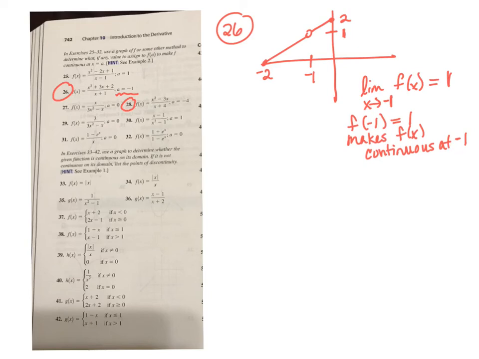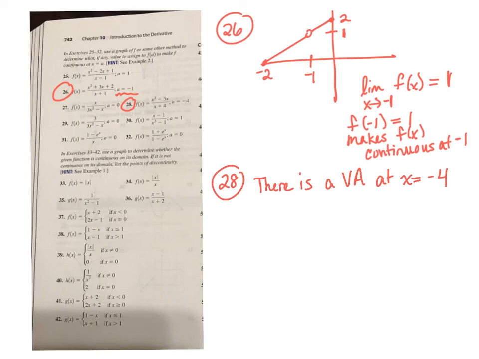Okay? So now let's look at number 28. Here we have x squared minus 3x divided by x plus 4 as our function, and we're concerned about how we could make our function continuous at a equals -4. Well, this function is a little bit different. For this particular function, there's a vertical asymptote at x equals -4. And you can graph that on your calculators.